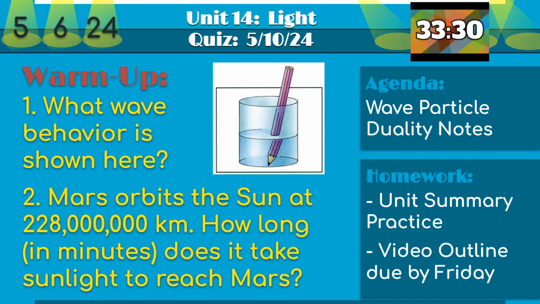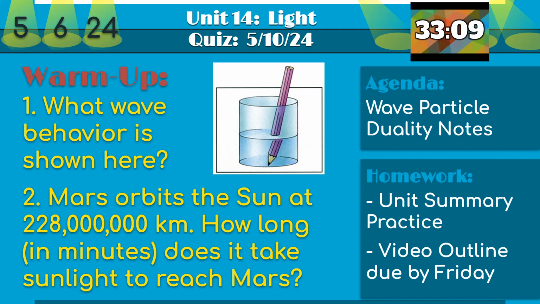But when that happens, the speed of the light changes, and when the speed changes, it also can cause the wave to bend. And we'll look at it again a little bit more today. But number one is refraction. Oh, you're talking about the pencil one. Pencil, yeah.